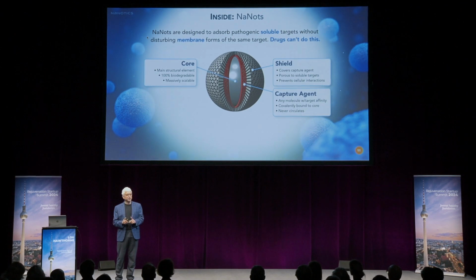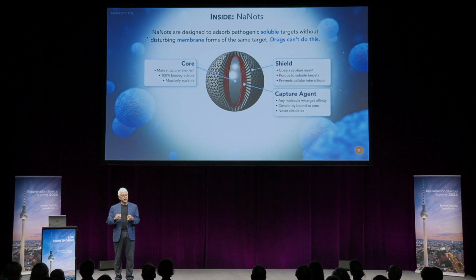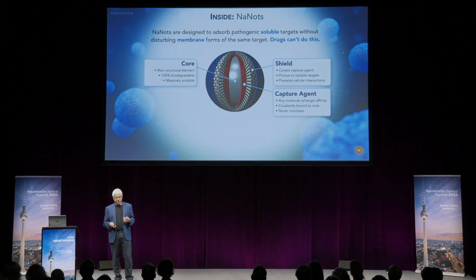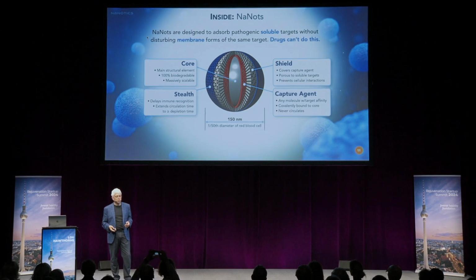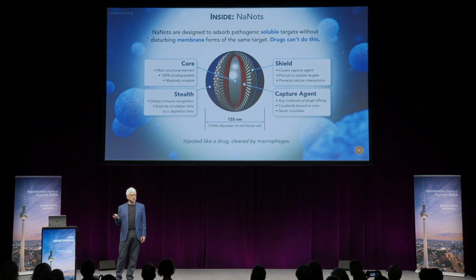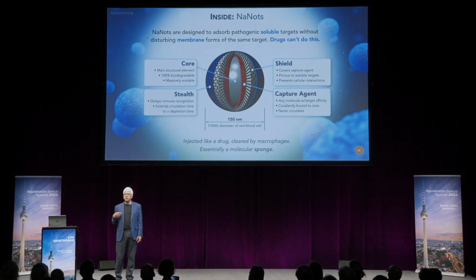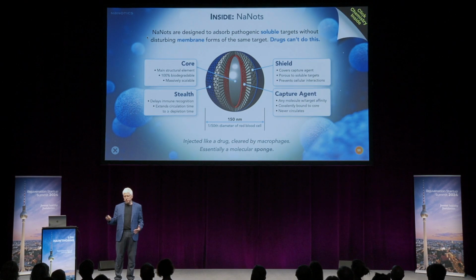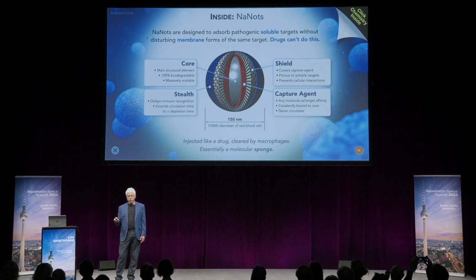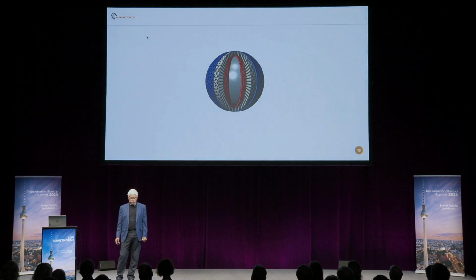The soluble targets diffuse through the shield, but the shield prevents the capture agent from having any interaction at all with membrane targets. And finally, we attach a stealth coating so we can control how long it circulates, just to delay immune recognition and clearance until the capture process is complete. It ends up being 150 nanometers across. You inject it like a drug, but it's cleared naturally by macrophages. It's essentially a programmable molecular sponge, or you can think of it as molecular apheresis. And we build it using click chemistry, which is modular chemistry, very easy to iterate, won the Nobel Prize in 2022.